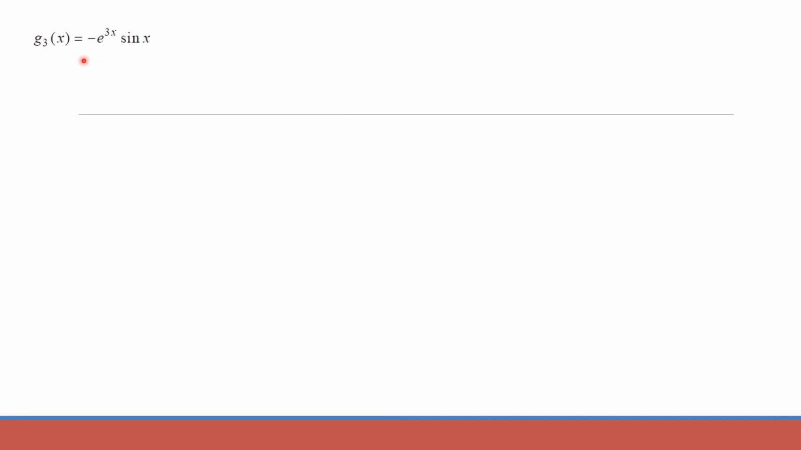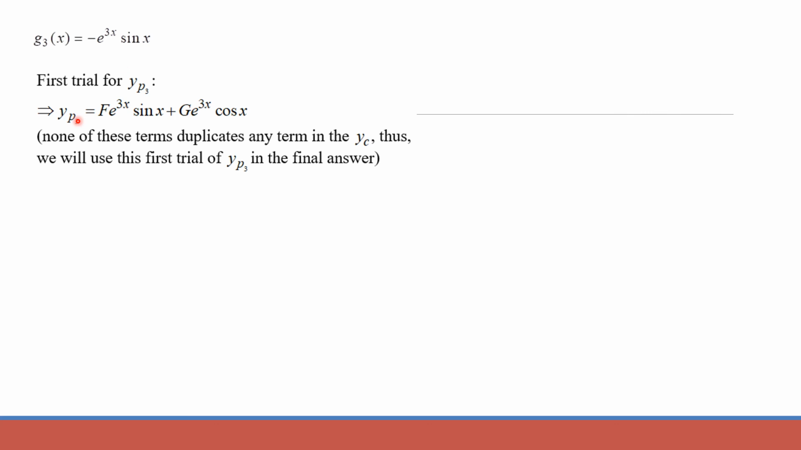G3 is a product of an exponential function and a sine function. So how do we write the form of the yp3? yp3 must follow the form of the function g. So this constant -1 will be replaced by the constant f, and we follow the product written here, e to the 3x sine x. So f e to the 3x sine x.